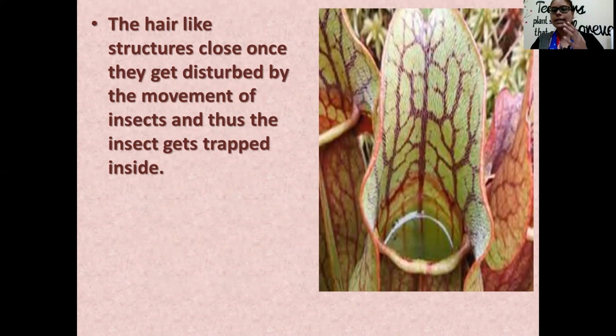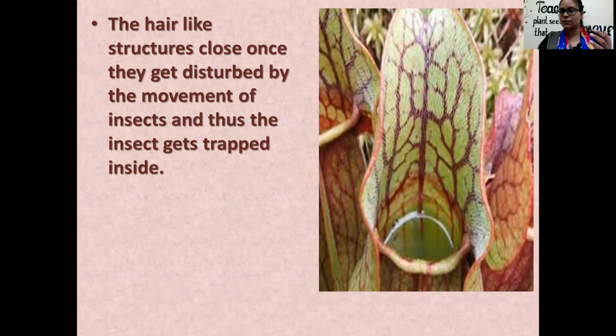So insects come in greed of having nectar. They come and sit on the rim. Now the rim has fine hair-like structures which are very sensitive. So once they sense a bit of movement, the flap over the jar rim gets closed and the insect is trapped inside.